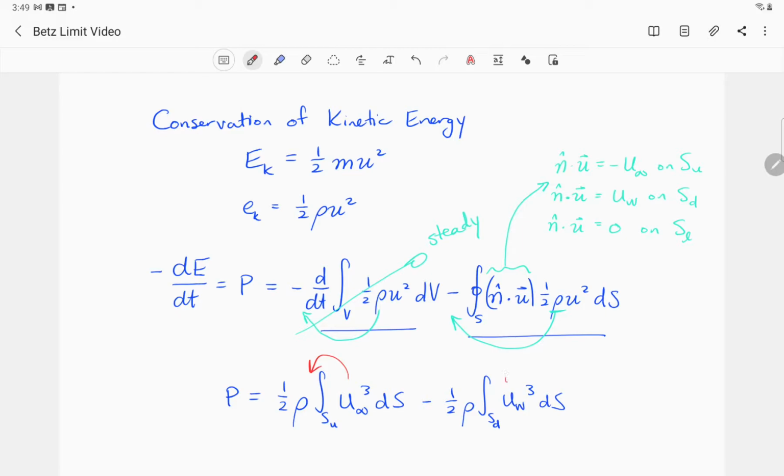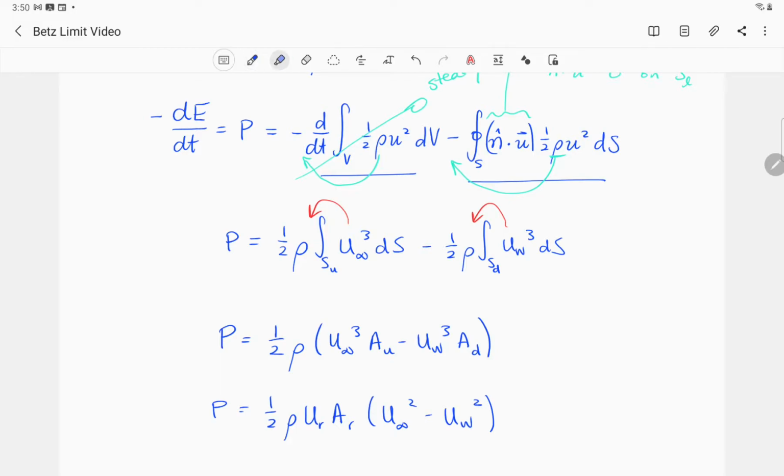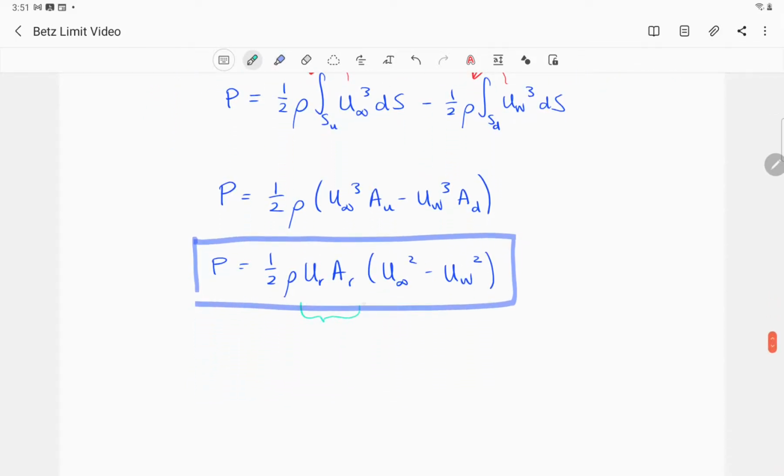Again, these velocities come outside because they are constant, and our power expression collapses to something algebraic. And invoking conservation of mass as before, we get this expression here. And just to quickly avoid confusion again, as before, I'll remind you that this UR/AR by conservation of mass is equal to either of these two expressions.